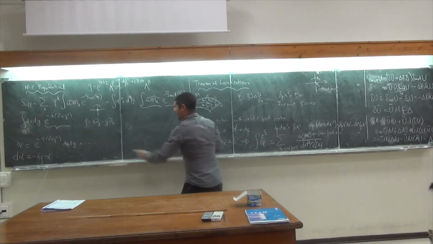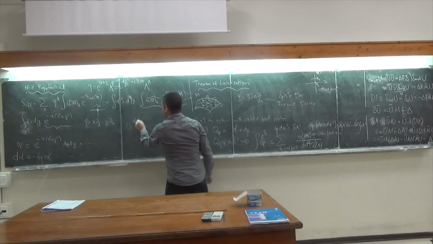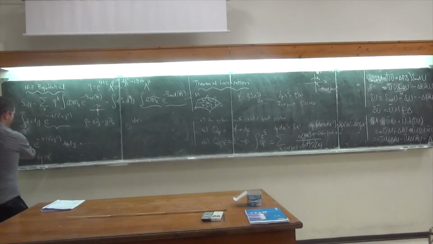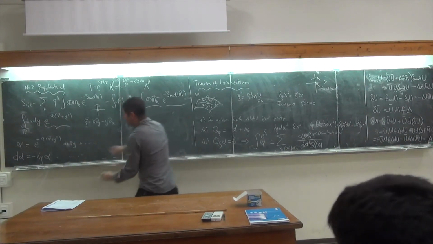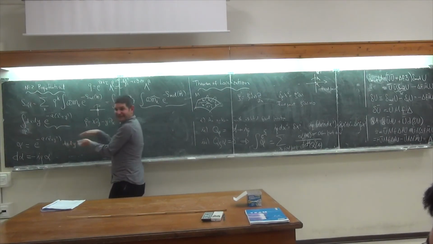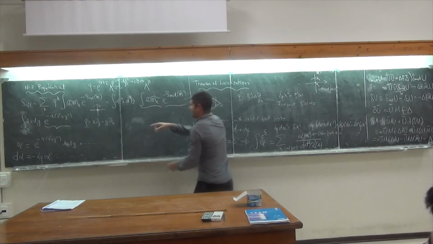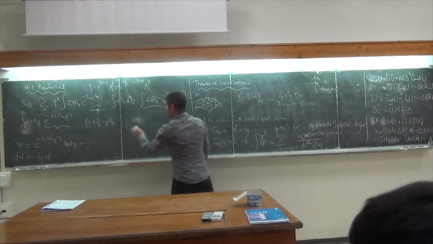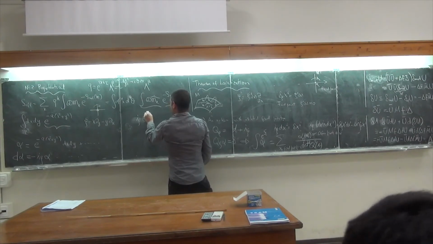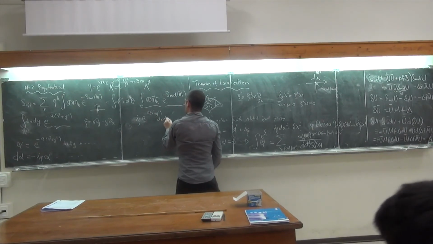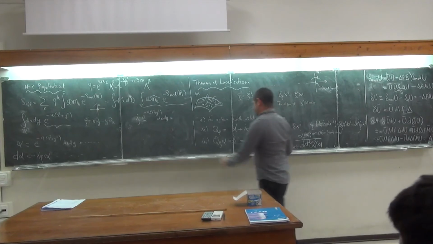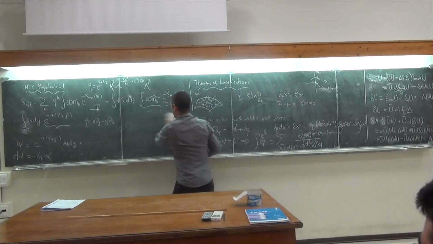Now, let's see, what is d alpha? The d alpha of this part is 0, but of this part it will not be 0. Let's see what is I_C of alpha, of e to the... Let me write it down.